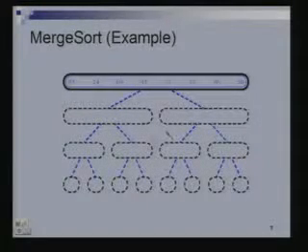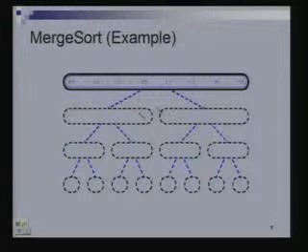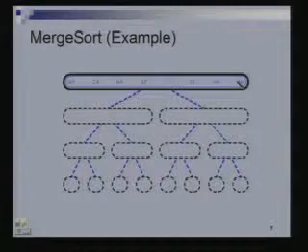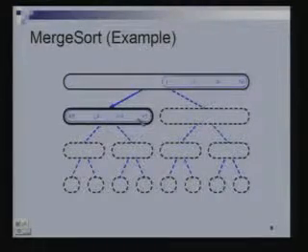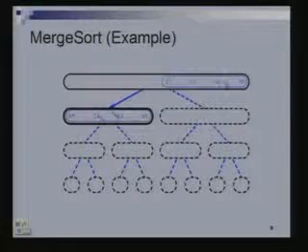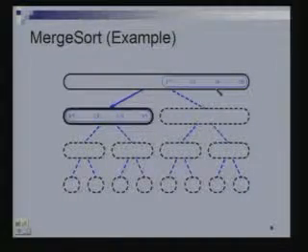Now let's look at an example for merge sort. This is my sequence. As you can see, it's not sorted, an 8 element sequence. So the first step is a divide step. We will divide this into two parts. So one part is this, and the other part is this. This is the division.